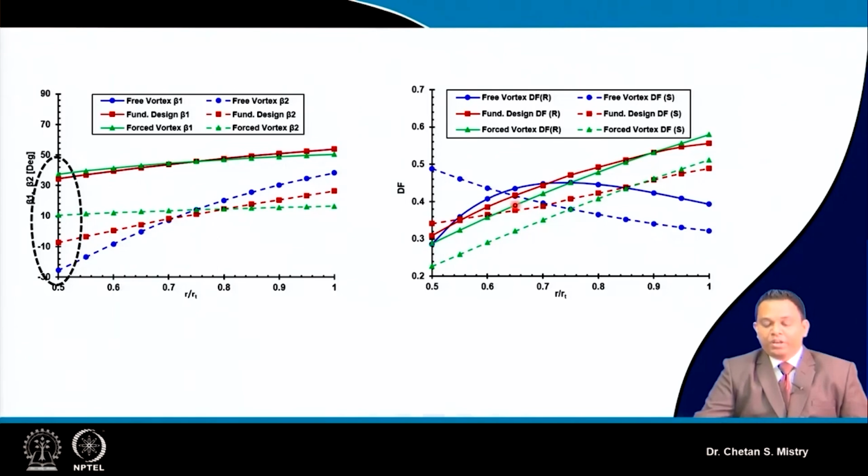Now, in this case, if we are comparing the diffusion factor for both the stator as well as the rotor, we have the diffusion factor slightly lower near the hub region, but higher towards the tip region. That is what gives us an idea about a tip-loaded kind of configuration. When we compare our fundamental method and the forced vortex method, the diffusion factor is lower. But near the tip region, the diffusion factor is close to what we discussed for the fundamental method.